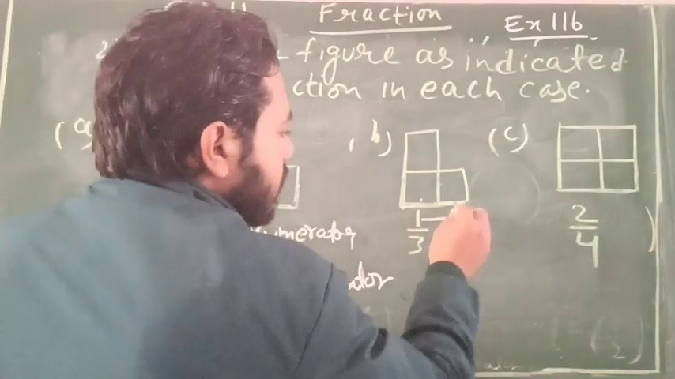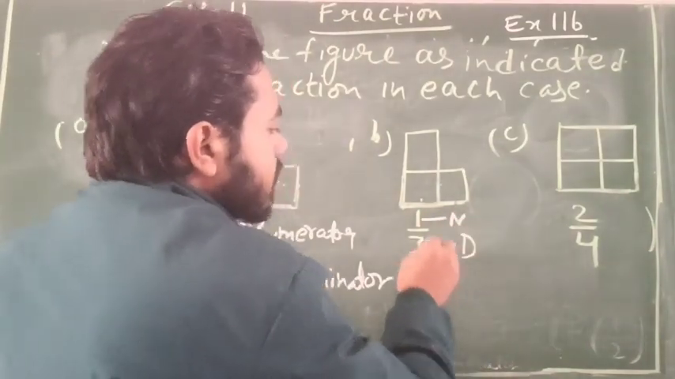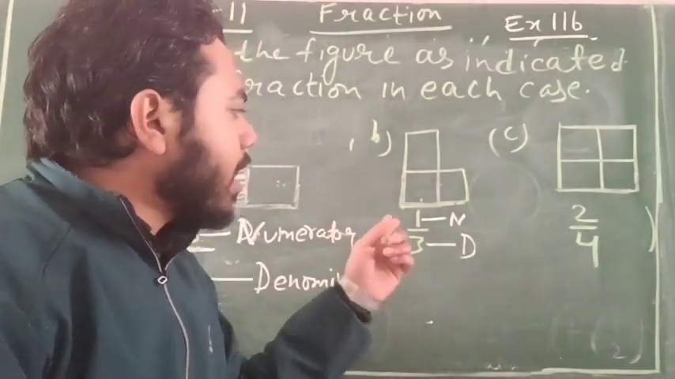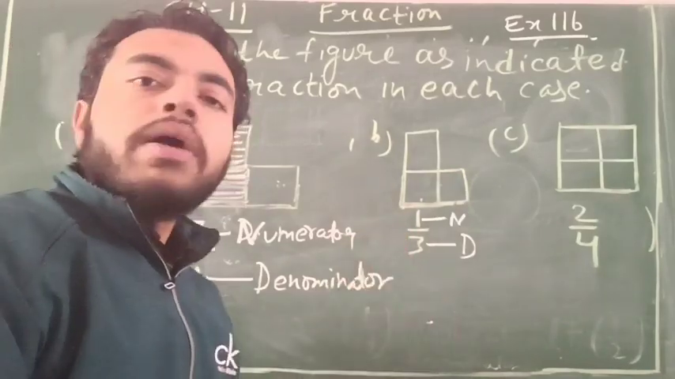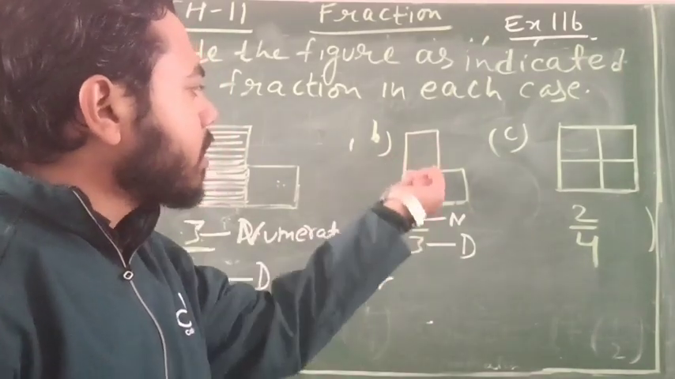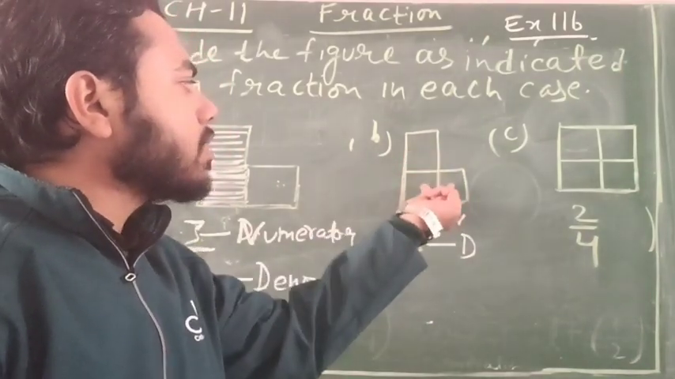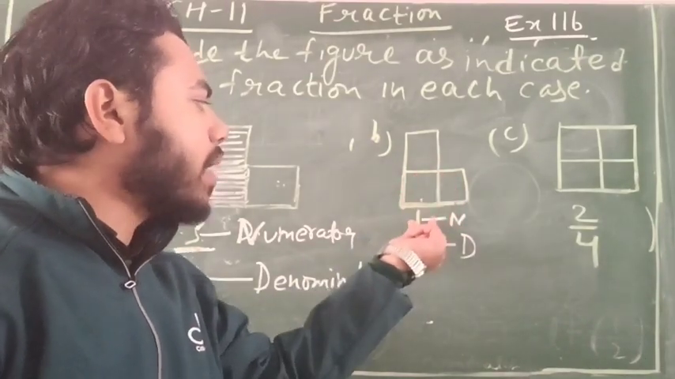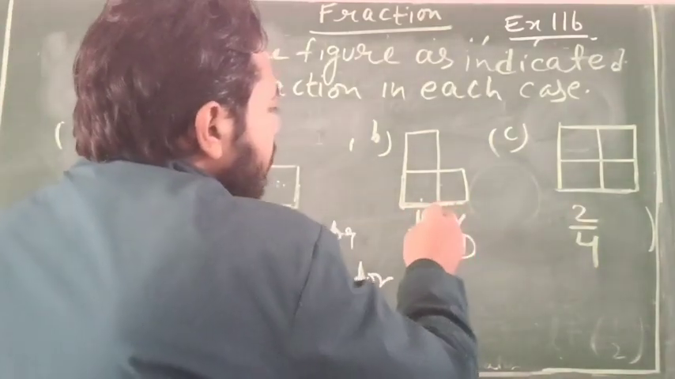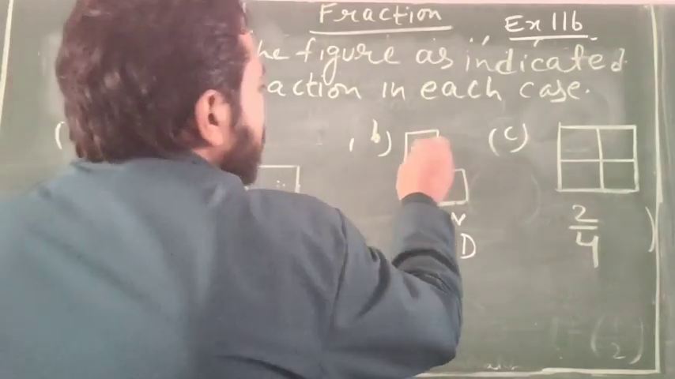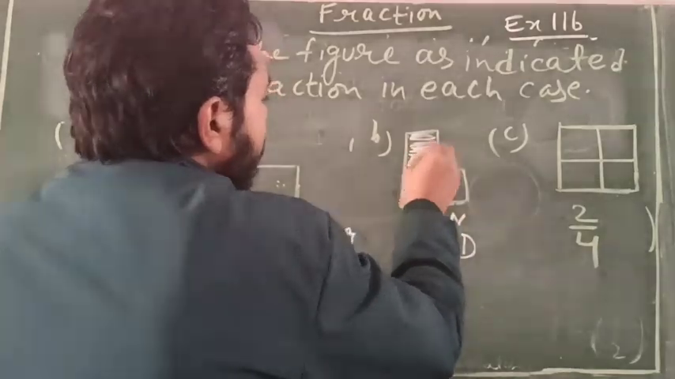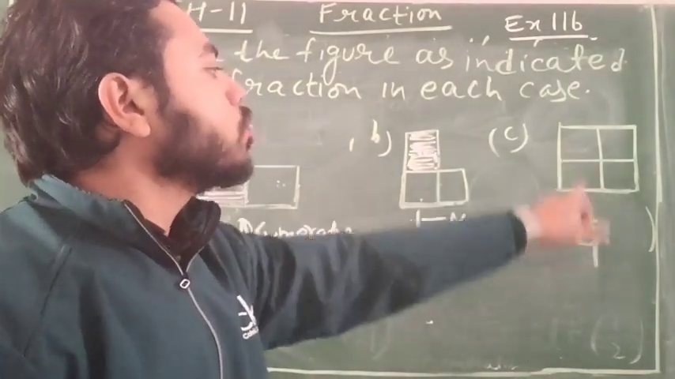Here the numerator is 1 and the denominator is 3. As I have told you, you have to color the numerator. As the numerator is 1, you have to color one part. Here 1 by 3 means the object is divided into 3 equal parts, and you got one part. So we have to set it according to the numerator, so you have to set one part.